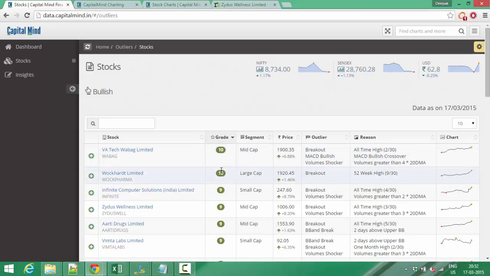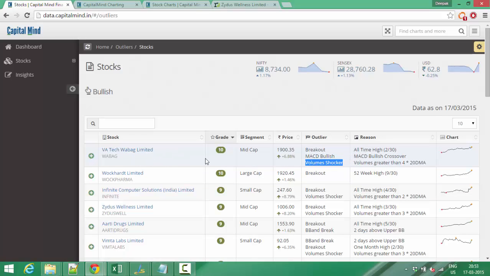that have different grades. The easiest way to look at this is that we have a bunch of companies that come through into our outlier section automatically after being run through our algorithms. There are multiple reasons why they come in currently. All the reasons that we are looking at are technical. We've got breakouts, we've got MACD bullish or volume shocker with a price increase. And there are reasons why a stock comes in.